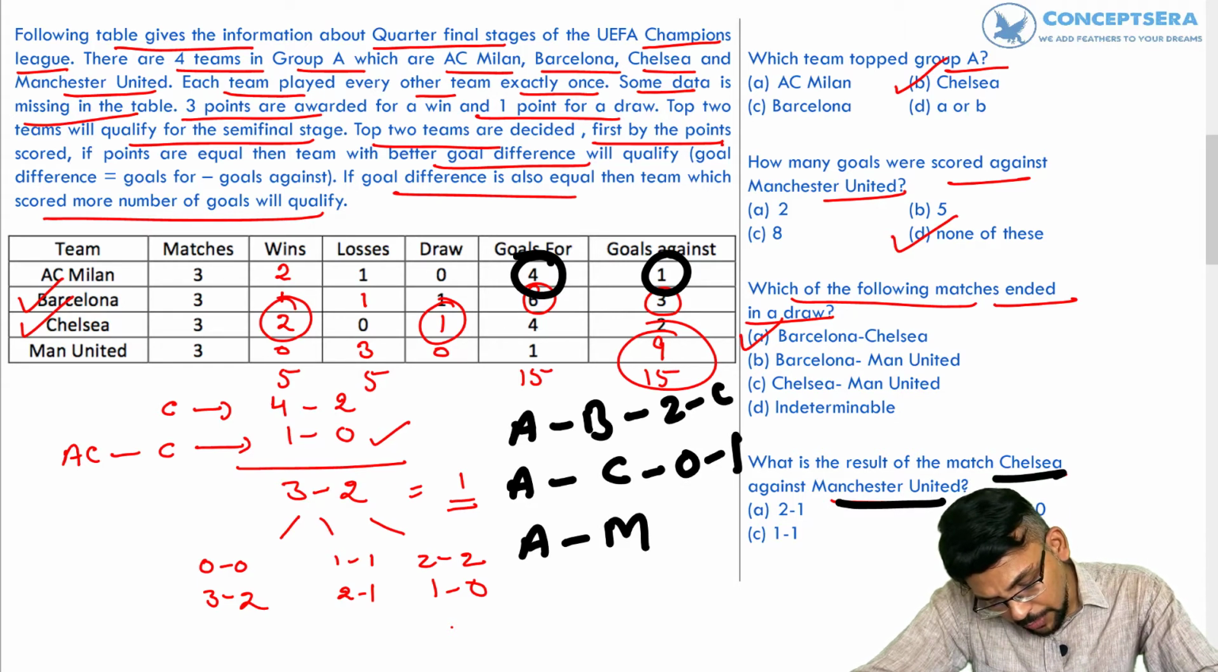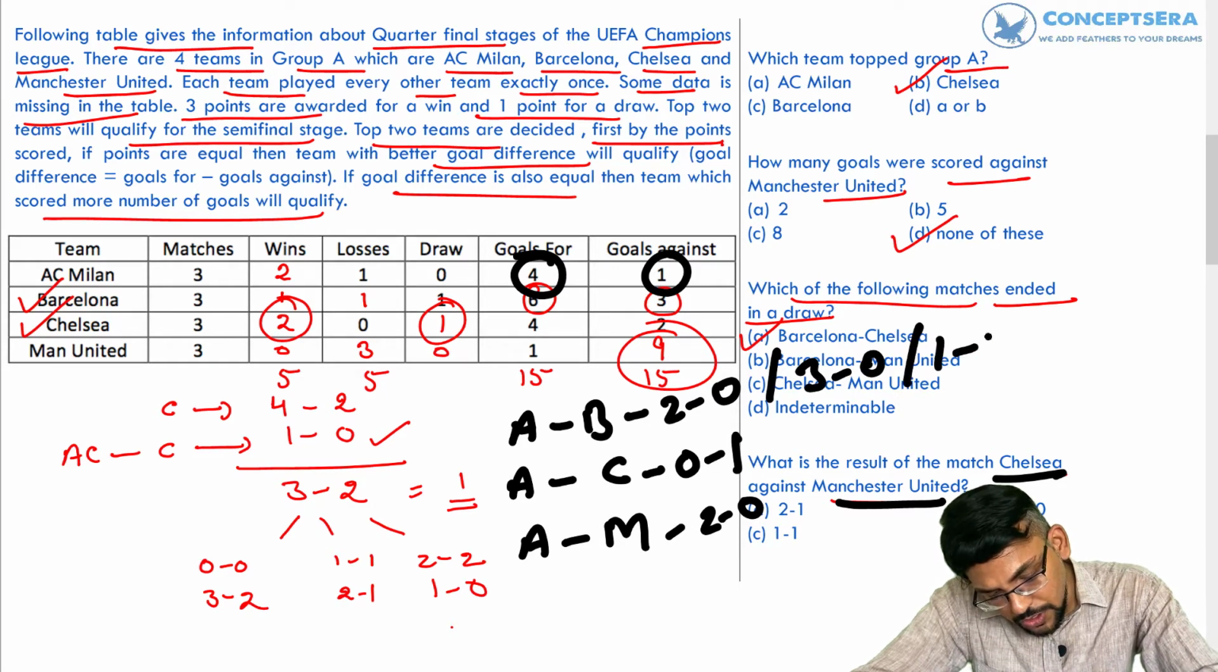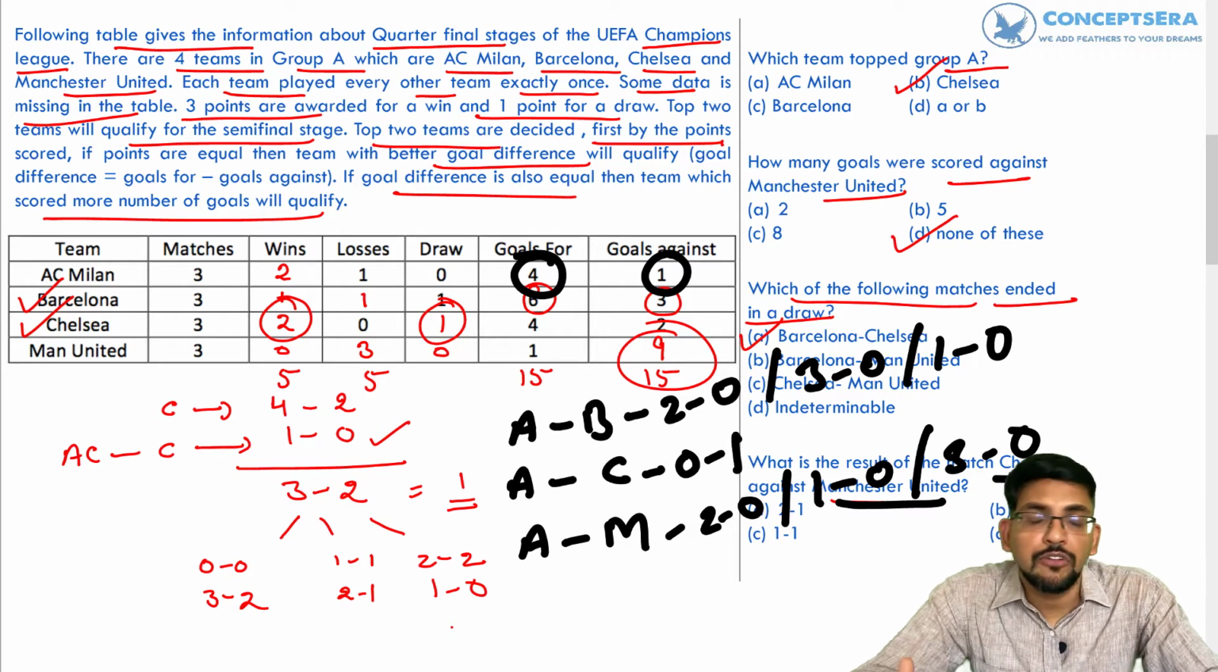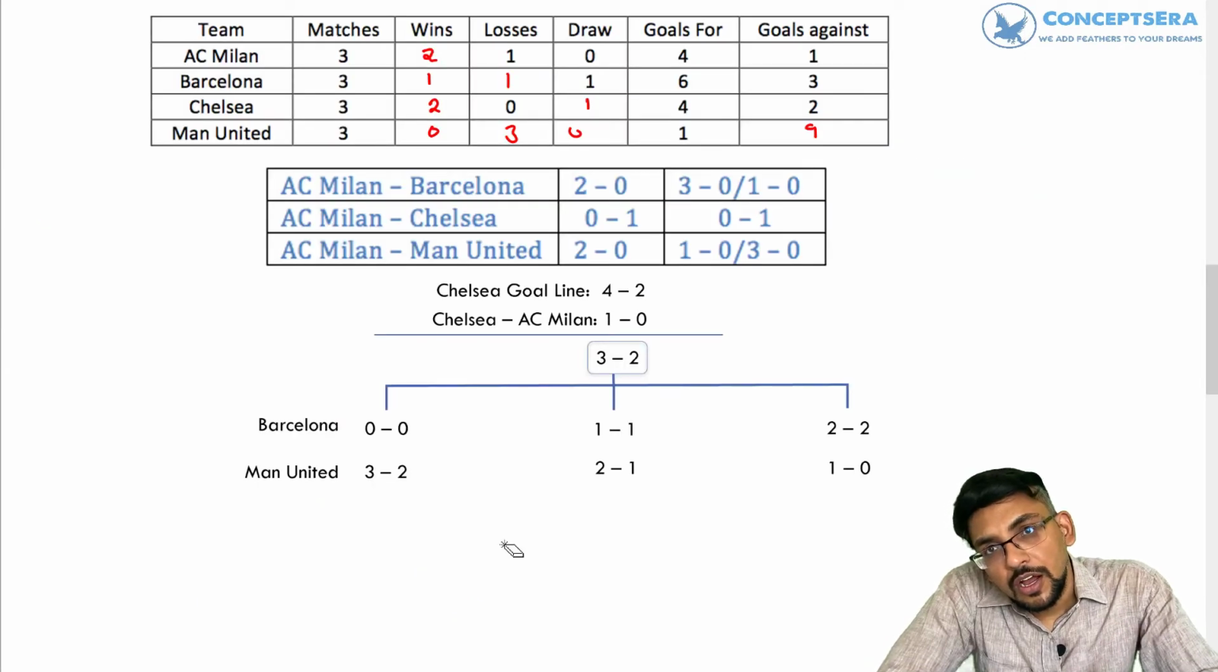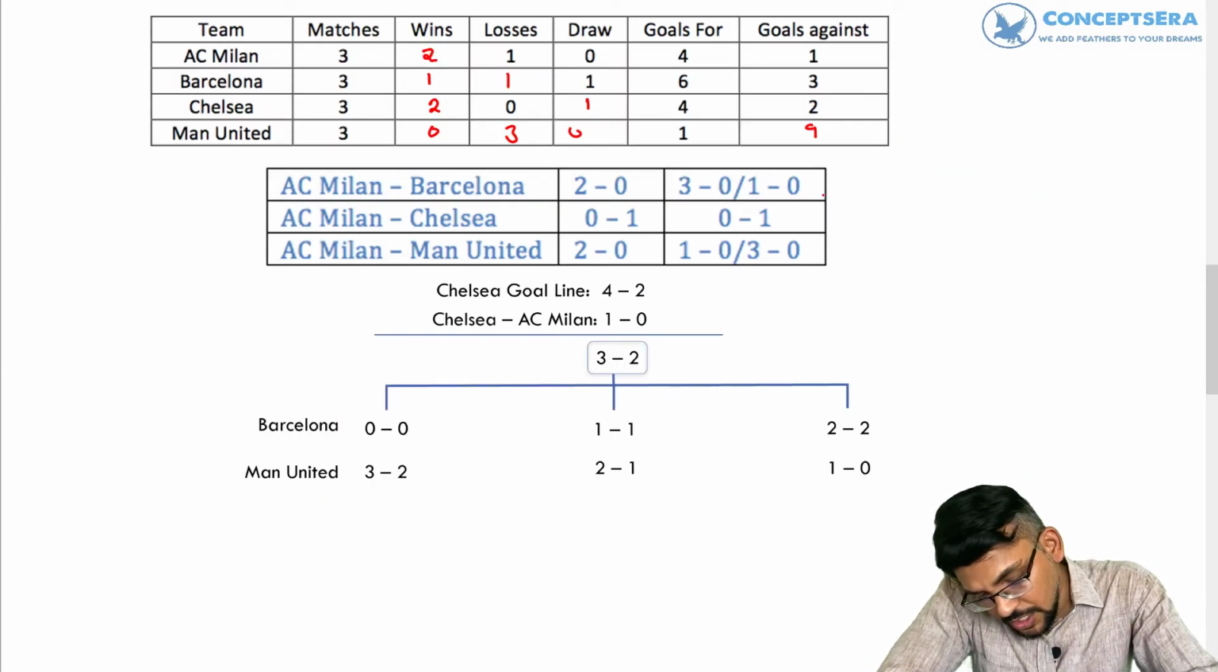This we do not know, it can be 2-0, or it can be 3-0, 1-0 or 1-0 and 3-0. We are not aware of this. So let's put this data in a much better manner so we can understand thoroughly. So here I wrote all the results of AC Milan matches.